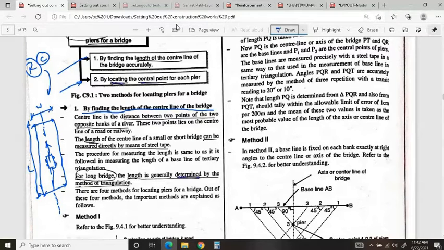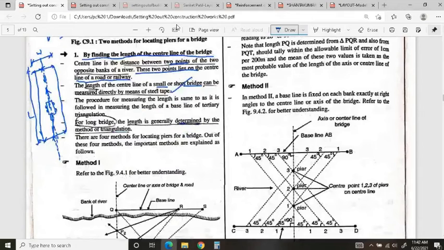The first method is by finding the length of the center line of the bridge. The center line is the distance between two points on the two opposite banks of a river. Here this is the distance from one bank to another. These two points lie on the center line of a road or a railway. Here you can see it lies at the center. The length of the center line of a small or short bridge can be measured directly using a steel tape.